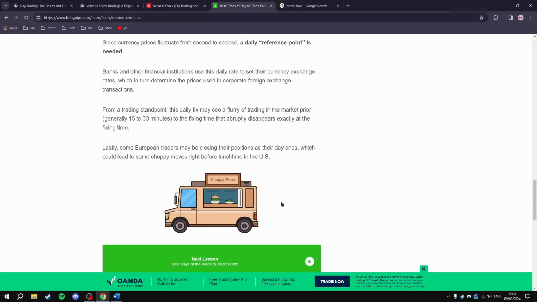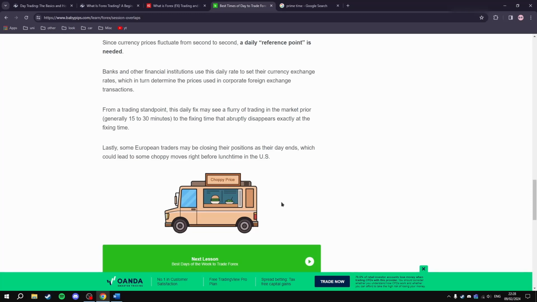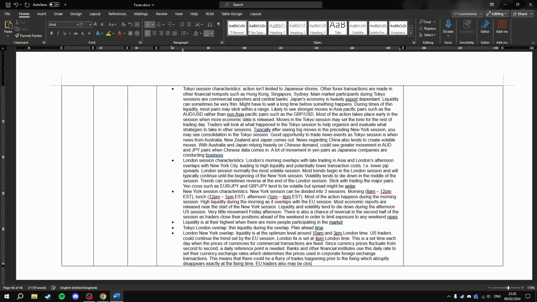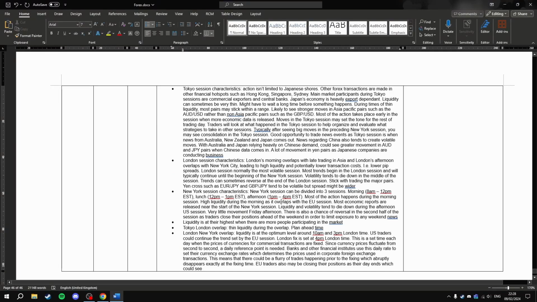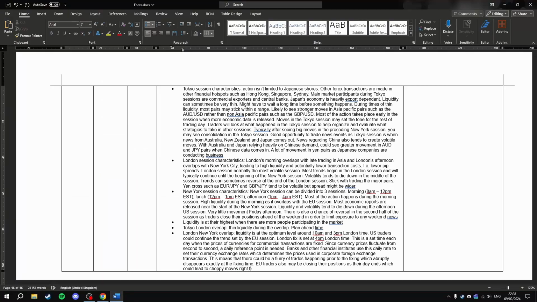Lastly, some European traders may be closing their positions as their day ends, which could lead to some choppy moves right before lunchtime in the US.